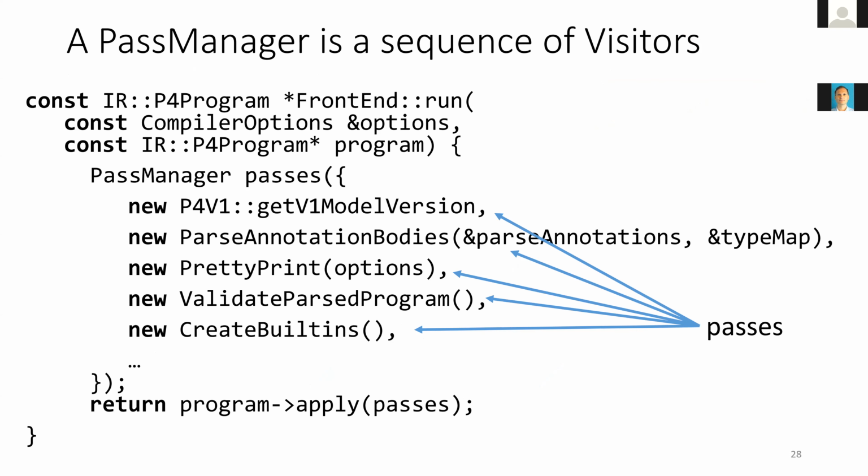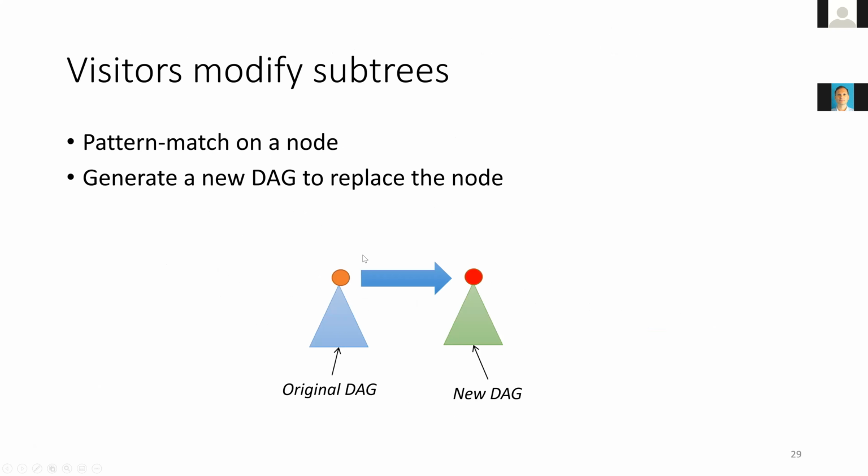And this is a snippet from the real front end that you can read. It's on the open source repository. See, this pass manager is just a collection of passes that will be applied in sequence. So you create this pass manager, which has a get one v1 model version visitor, a parse annotation bodies visitor, a pretty print visitor, and so on. There's many of them, and then you say take the program and apply all these passes in sequence to the program, and this returns a new program. This is how the compiler works.